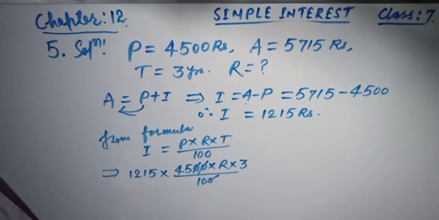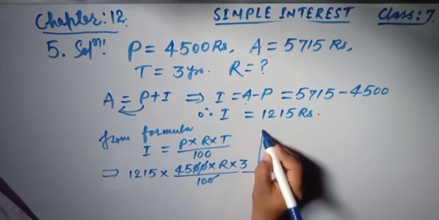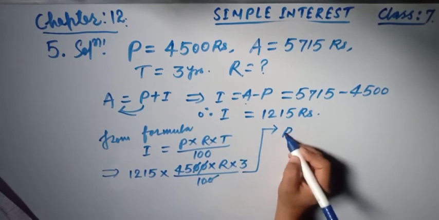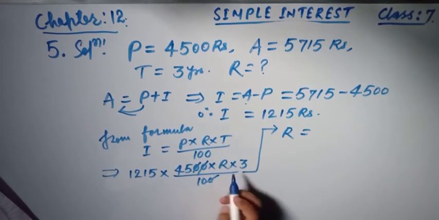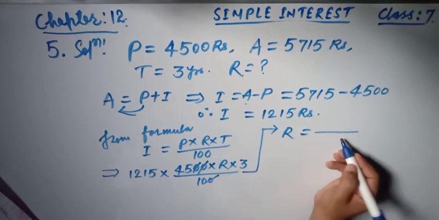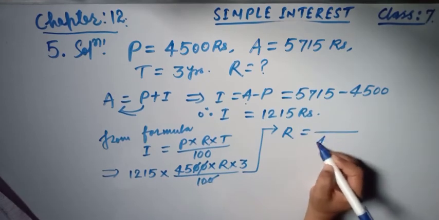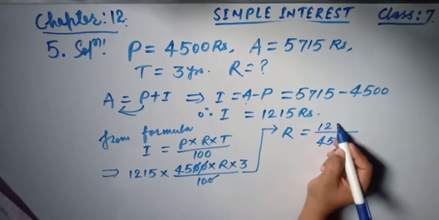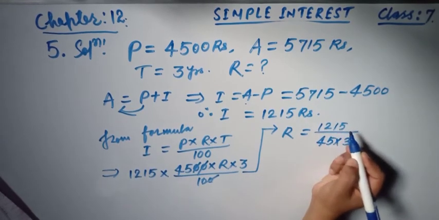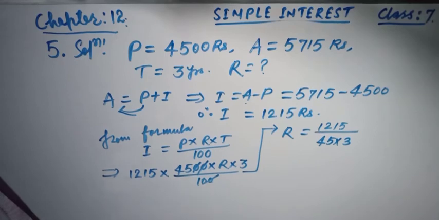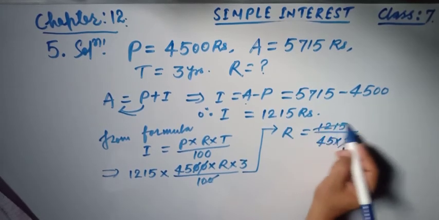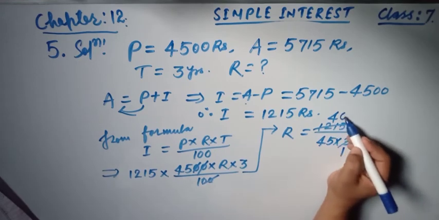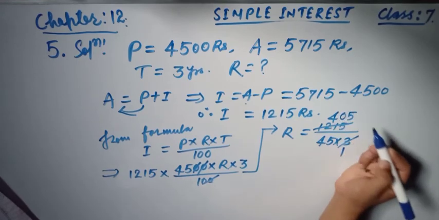Okay, now this could be written as 3, and all this R is equal to 45 multiplied by 3 divided by this, which is 1215. Now see friends, 3 1 ja 3, 3 4 ja 12. Okay, now 0 and 3 5 ja 15.